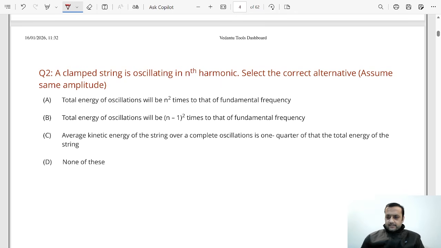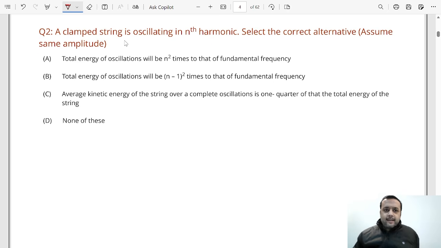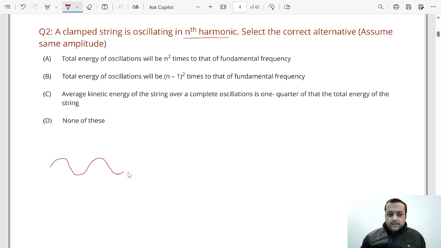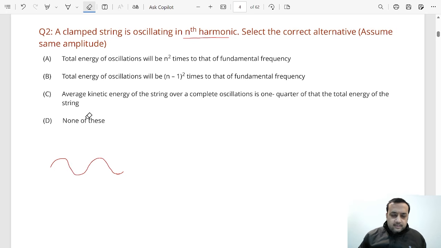So in this question, there's a string which is clamped. That means it is fixed at both the ends, and it is oscillating in nth harmonic. So we have to choose the correct amplitude. Now see, the idea here is that if a string is oscillating in the nth harmonic, which is fixed at both the ends. Suppose, wait, let me show you this kind of a string.